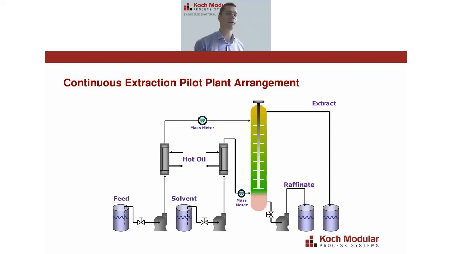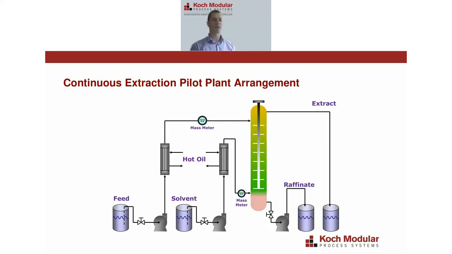This is what a typical pilot plant setup looks like for an extraction process that we'll test in Houston. We have mass meters on the feed and solvent lines, so we know the rates going in. We often use heat exchangers and either jacketed glass or heat tape around the extraction column itself so we can control the process temperature. We have pumps on the feed and solvent lines going into the column.